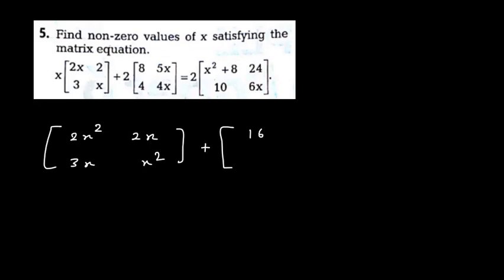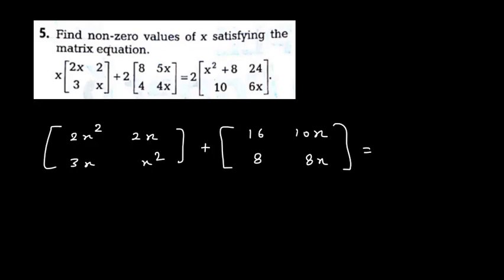Fifth question, find the non-zero value of x satisfying the matrix equation. So in this equation we will multiply. In the solution, you start from what is given. You first write that, then you multiply this x. So I have 2x square, then I have 2x, then I have 3x, then I have x square. This x is going to be multiplied by each and every element. Then plus, I will multiply 2 with 8. 2 8s are 16, 2 5s are 10x, 2 4s are 8, and 2 4s are 8x.